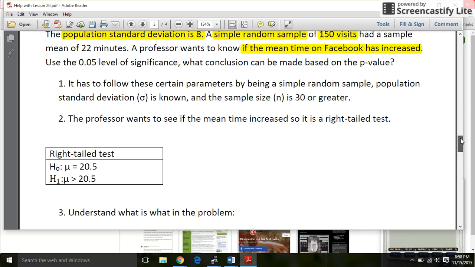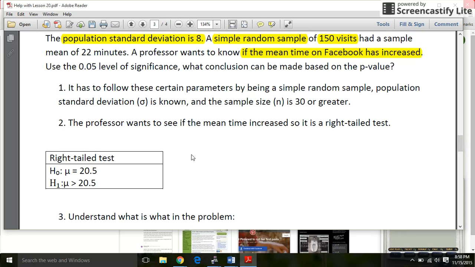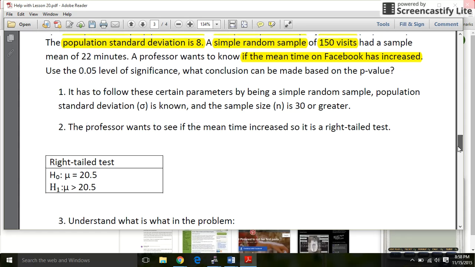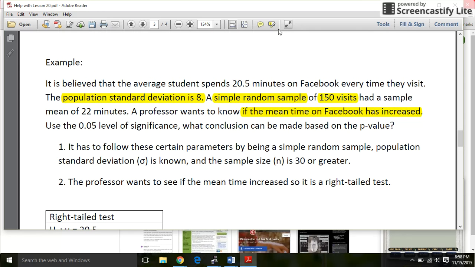So the first thing I do is make my hypotheses. So for my null, it's my mean equals 20.5. But you're probably wondering where I got that. So let's talk about this.